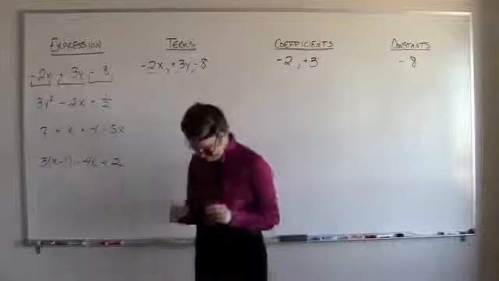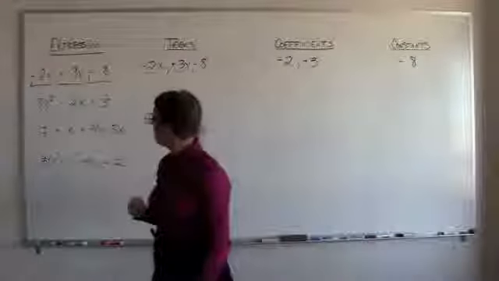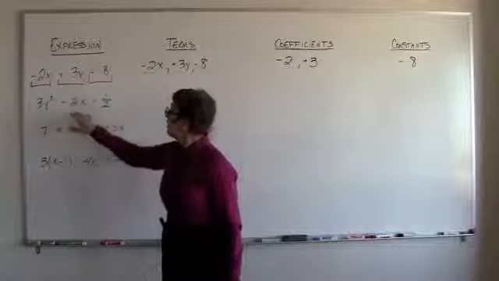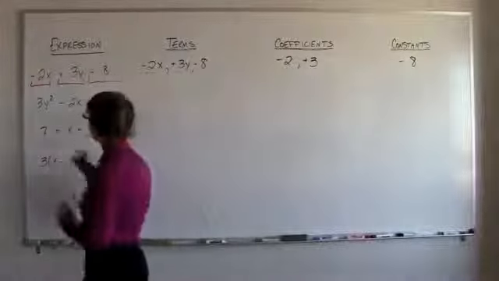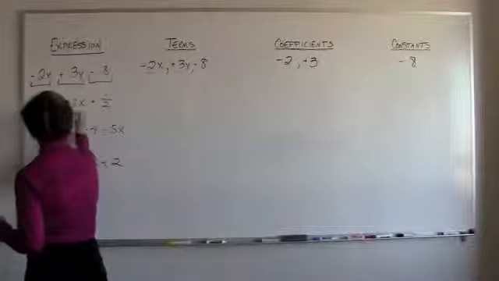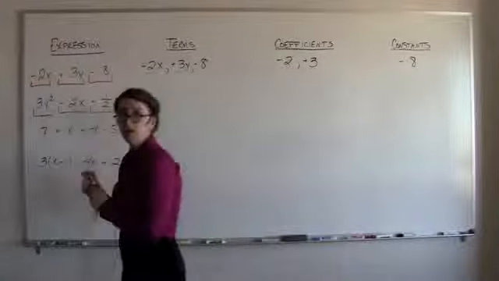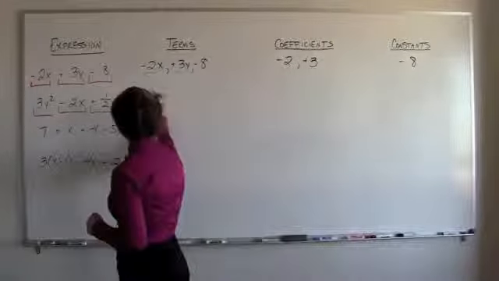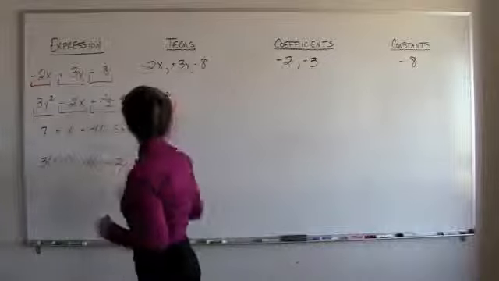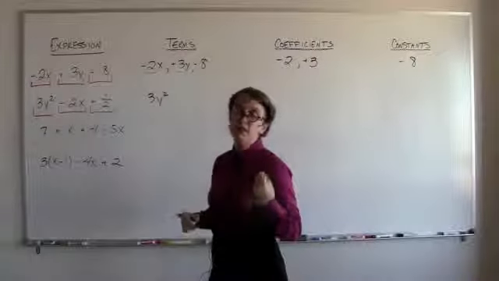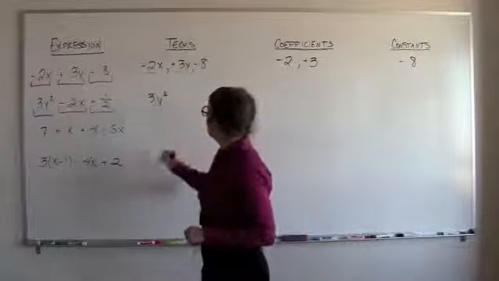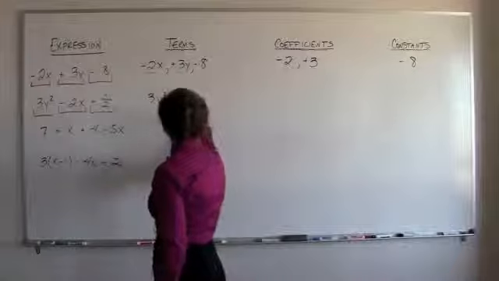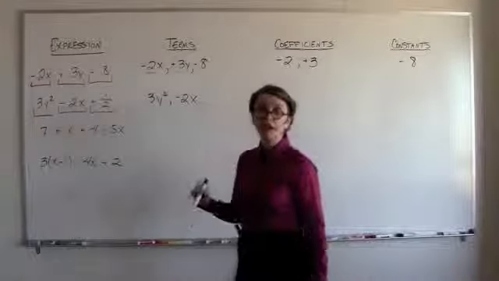Let's try another one. So we have another expression right here. This expression has three terms, here, here, and here. The first term is 3y squared. The second term is negative 2x. That minus sign belongs to that term. The last term is a 1/2.